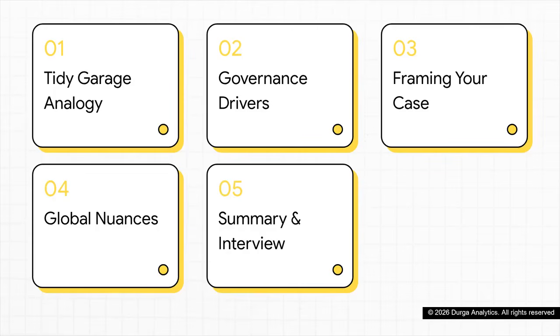So here's our game plan for this chapter. We just knocked out the course context. Next, we'll use the tidy garage analogy to understand triggers. Then, we'll break down the 4 big governance drivers dominating the industry today. After that, we'll get super practical on framing your business case, explore some global nuances, and finish up with a high-stakes interview scenario to test what we've learned.